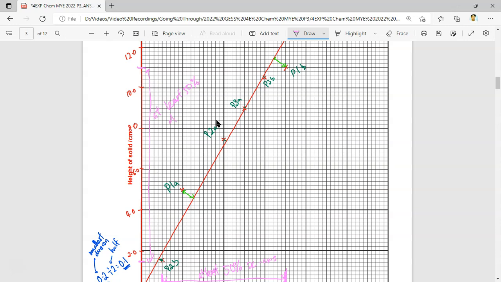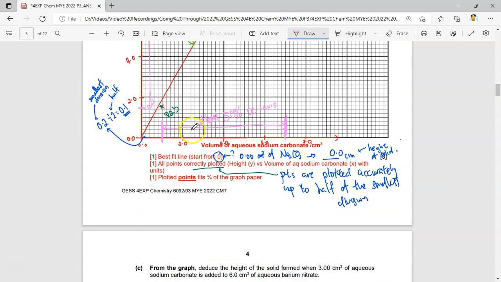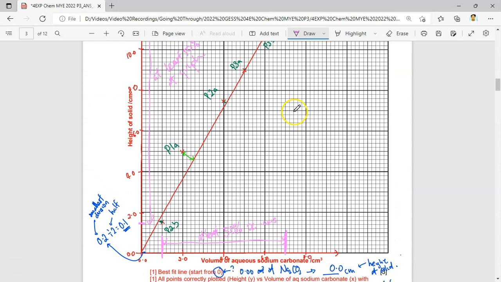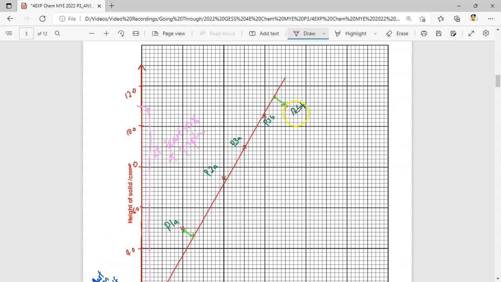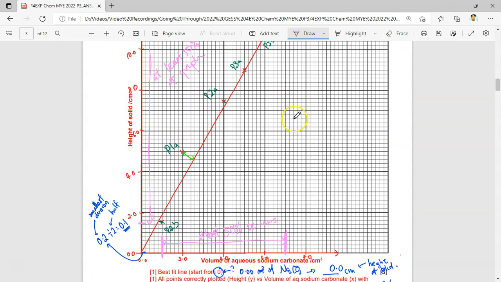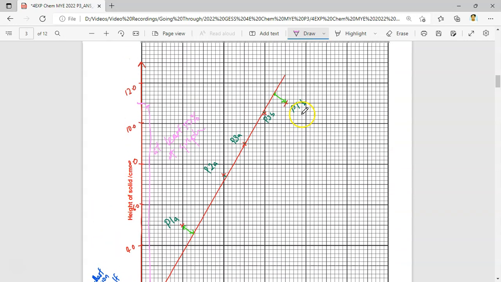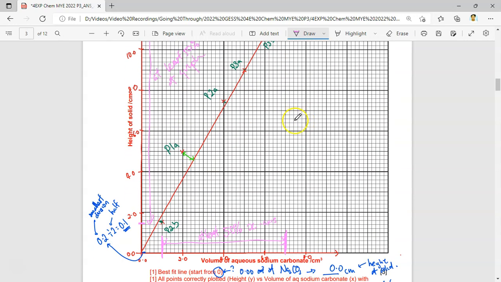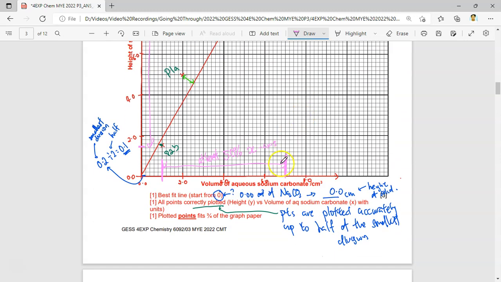of the graph. Okay, so to gauge whether it fits 3/4 of the graph paper, actually, sometimes it can be a bit difficult. So one way you can look at is using the y value to see whether it takes up at least 50%, from the y and the x-axis side. Okay, so that's how you can go about gauging on this one here.